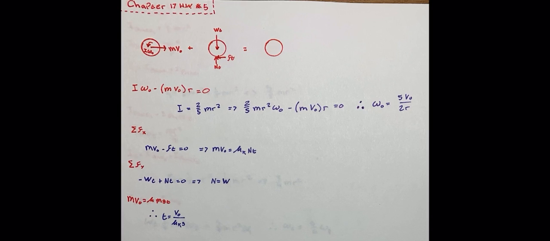We know that mV0 is equal to mu times mg times t. Knowing that, we can use that equation to solve for t, and get t is equal to V0 over mu g.